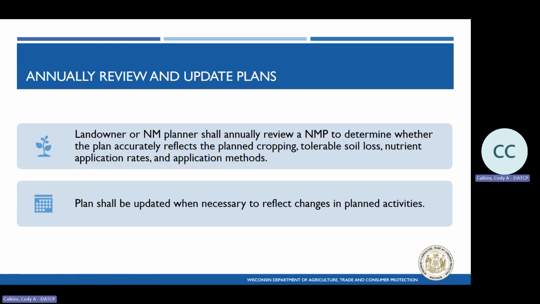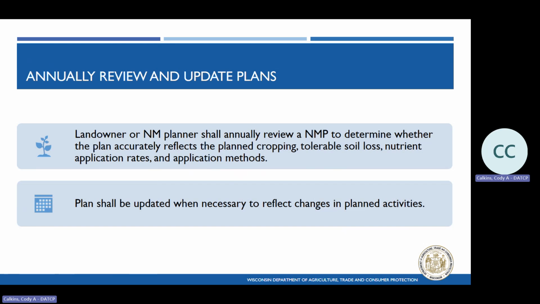As well, making sure that nutrient management plans are reviewed annually. Landowners or nutrient management planners shall annually review their nutrient management plan to determine whether the plan accurately reflects the planned crop, tolerable soil loss, nutrient application rates, and application methods. That plan shall be updated when necessary to reflect changes in planned activities. Instances where this may occur are due to weather changes, maybe commodity prices change, maybe they received a new piece of equipment and would like to use that instead.